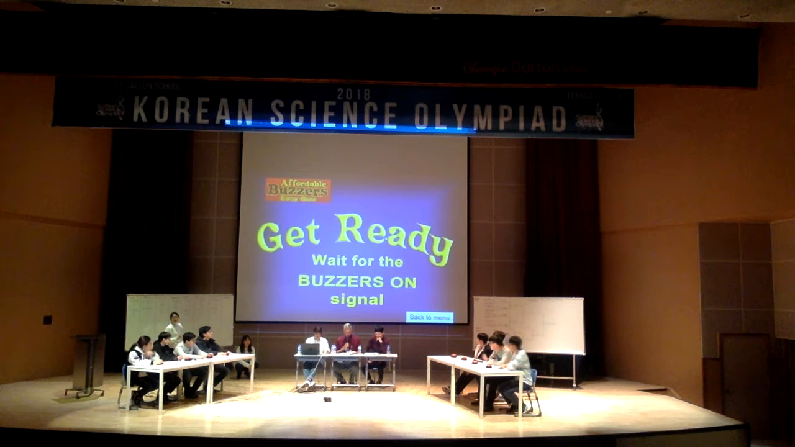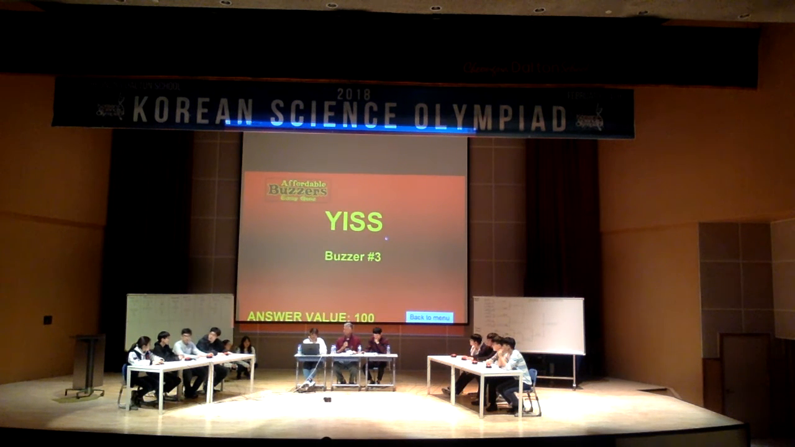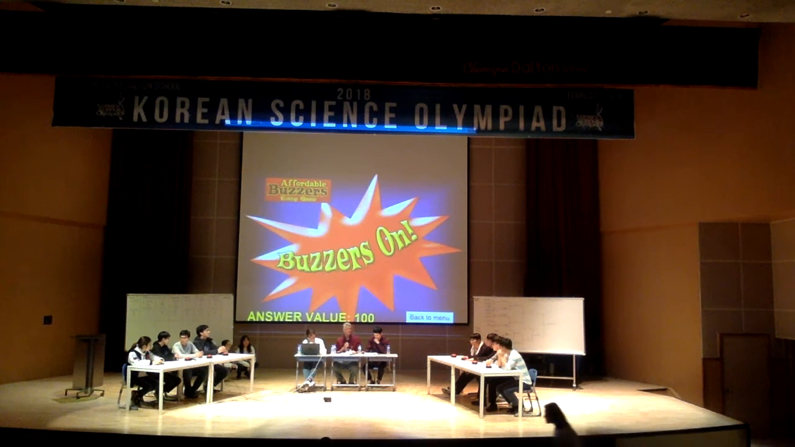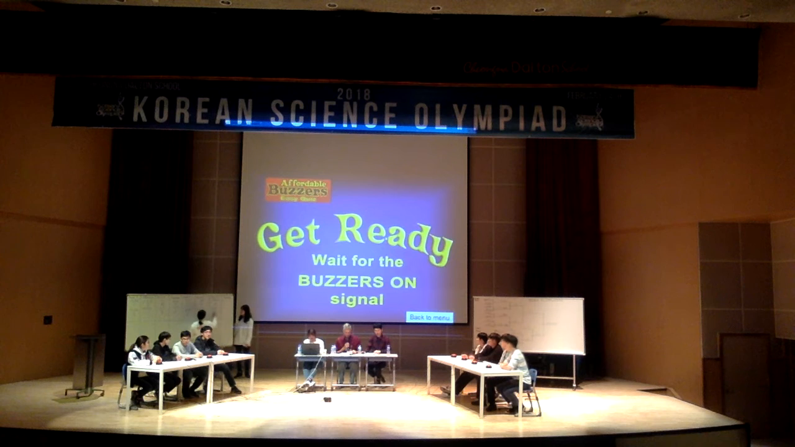First toss-up question is a physics multiple choice question. Oersted, during a classroom demonstration, accidentally showed the first example of A, capacitance, B, artificial lightning, C, electricity being stored in a capacitor, or D, the connection between magnetism and electricity. YISS. C is incorrect. 5 seconds for CDS. CDS. D is correct. The connection between magnetism and electricity.